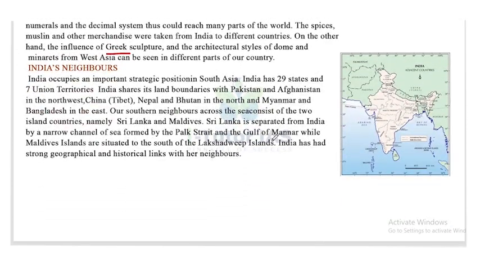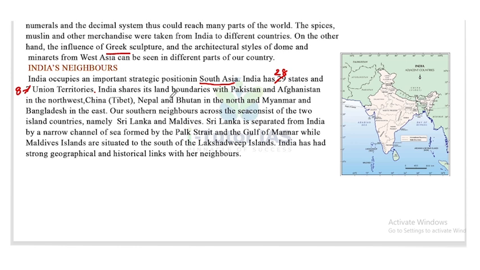Now, India's neighbors. India occupies an important strategic position in South Asia. India has 28 states. Okay, in the old NCERT it gives us 29, but actually now 28 states. Okay, India has 28 states and 8 union territories. So 8. Okay, here they provide 7, but it's 8 union territories. Okay, so India occupies an important strategic position in South Asia, and it has 28 states and 8 union territories.